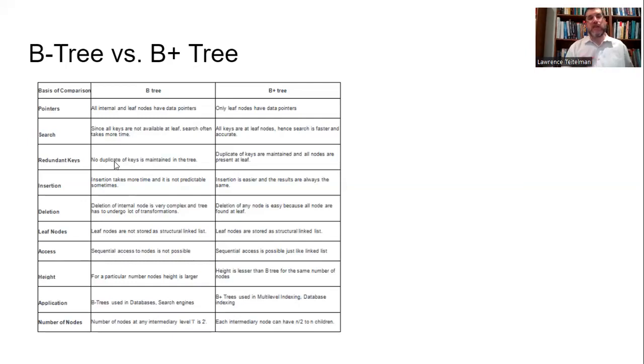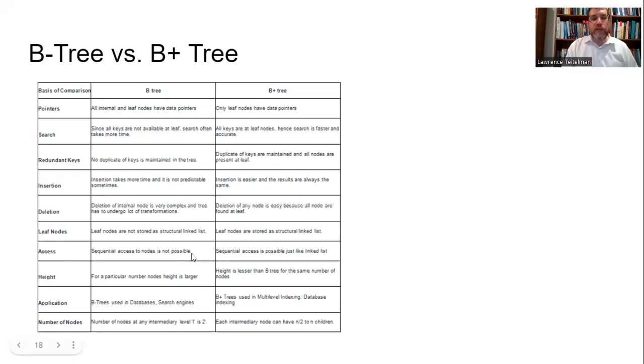Redundant keys: in a B plus tree, you can have that. Keep in mind that's very common in a database. If I'm searching for a particular first name, in our classes this summer at Queens College, we have people with the same first name, people with the same last name. So if I'm storing records for them, we could have duplicates. Insertion takes more time, but it's more consistent because I know what the height of my tree is. I don't really want to talk about deletion today.